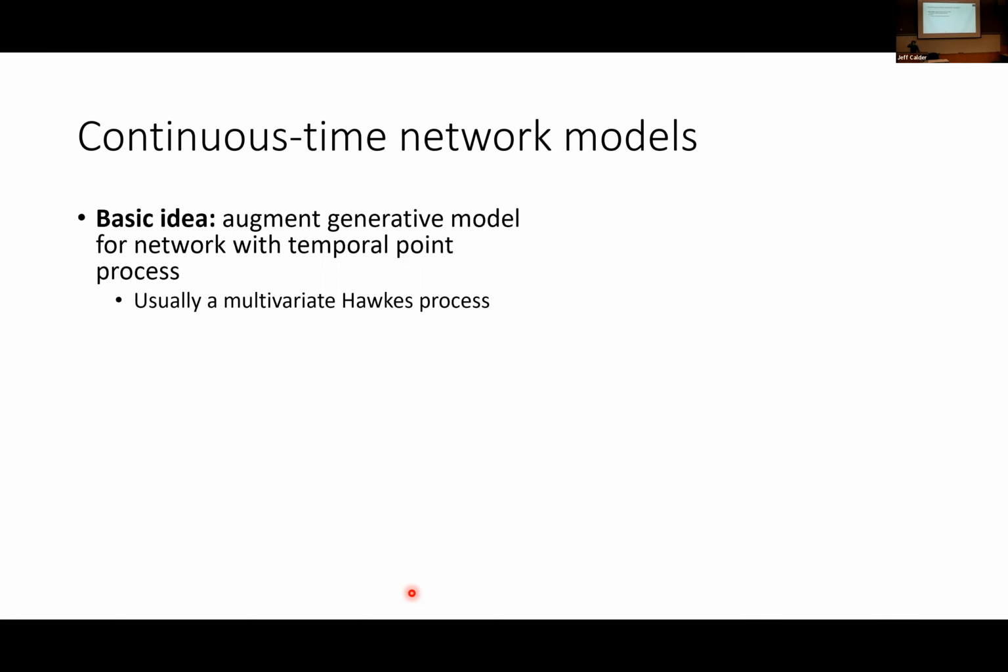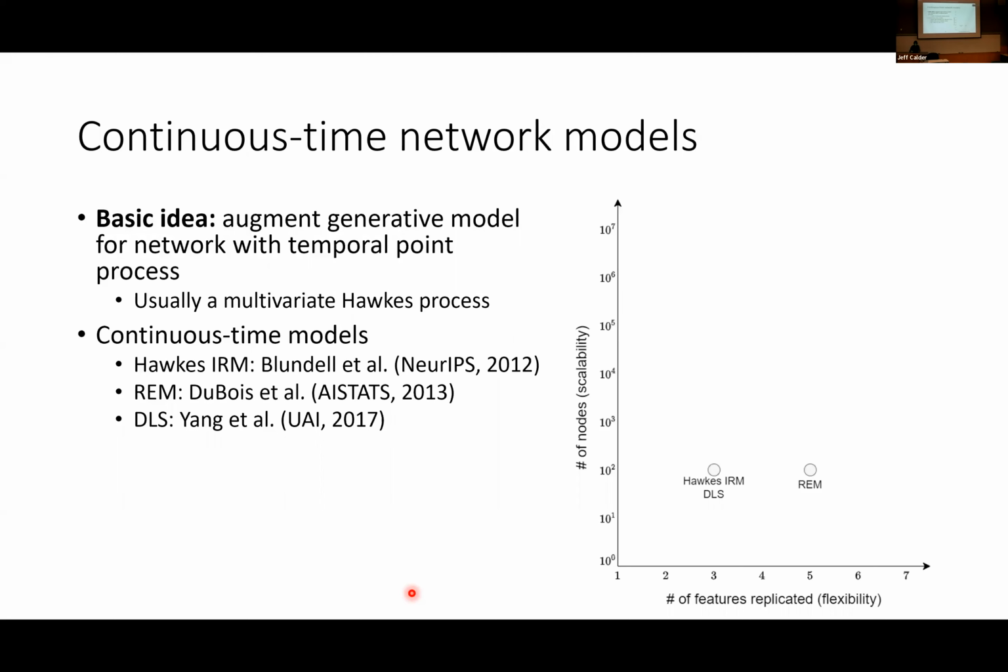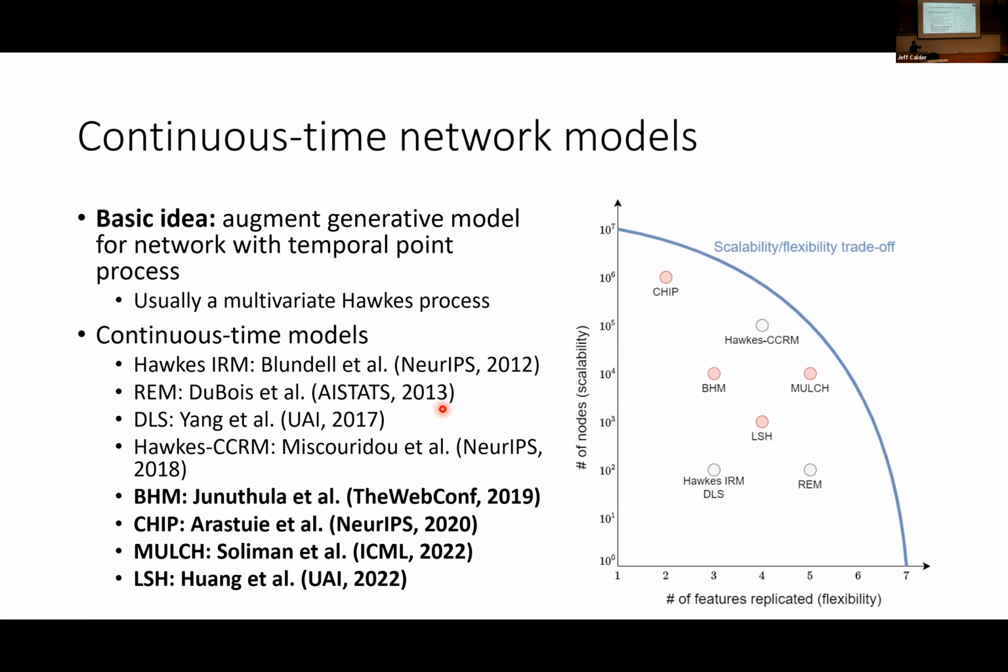The basic idea here is we want to build a continuous time network model where we take a generative model for the network, like the stochastic block model, and augment it with a temporal point process, like the multivariate Hawkes process. There are a lot of models with this basic idea. If you look back 5-6 years ago, there wasn't a lot of literature out there. So this was what the landscape looked like prior to 2018. And then since then, there's been a big explosion, including a lot of work from my group here. The contributions from my group you see in red.